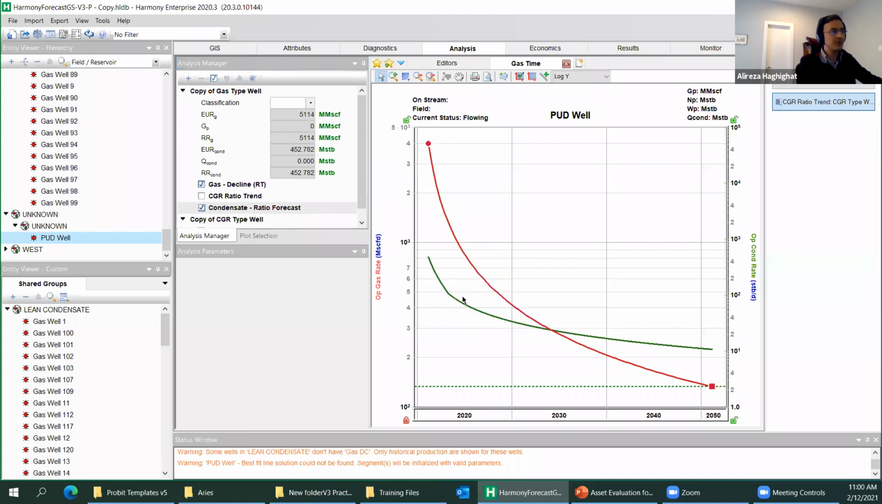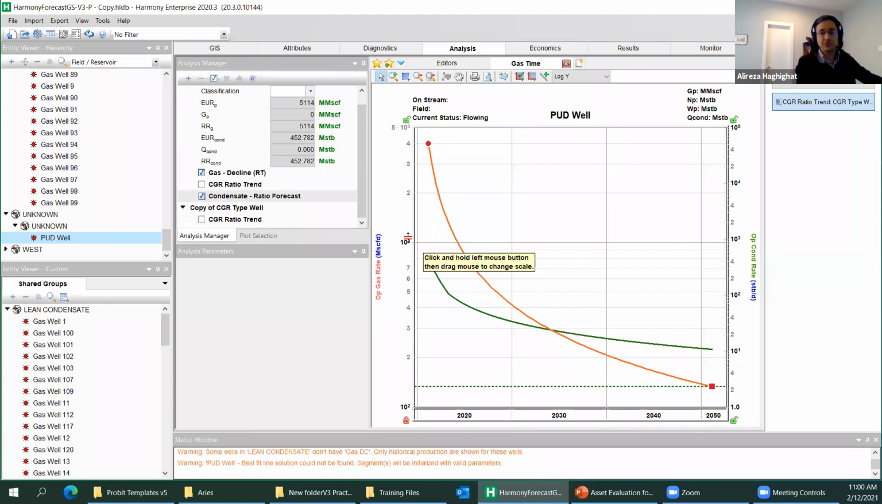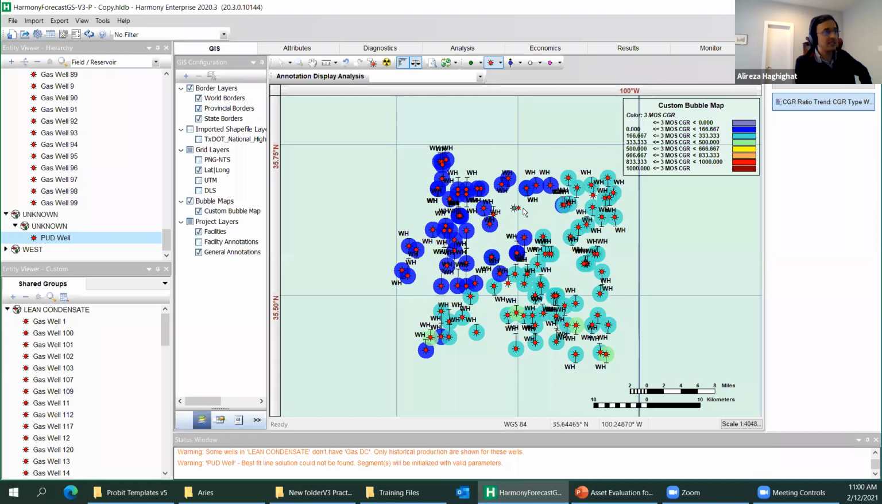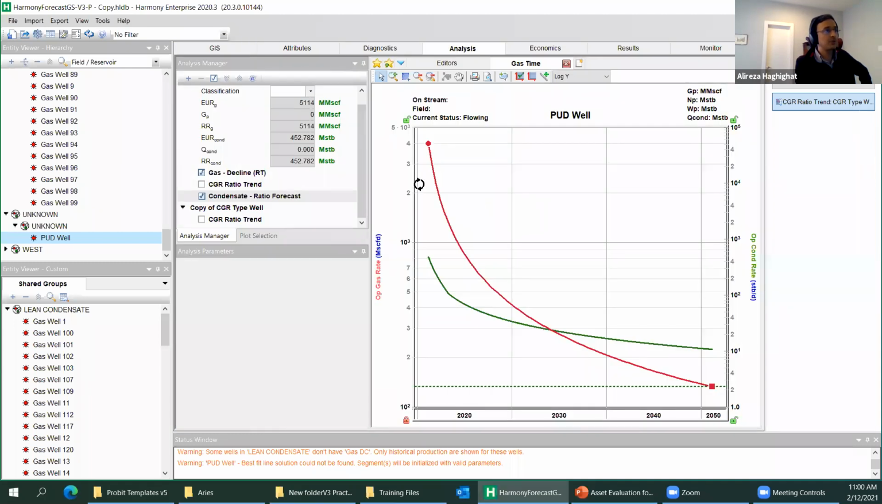And this well is going to produce this amount of condensate. So gas EUR would be around 5 BCF and condensate EUR would be around 452,000 barrels of condensate. So this would be the performance of the new well that you are going to drill in that specific region. So the well that we drilled in this location is going to produce this amount of gas and is going to produce this amount of condensate.